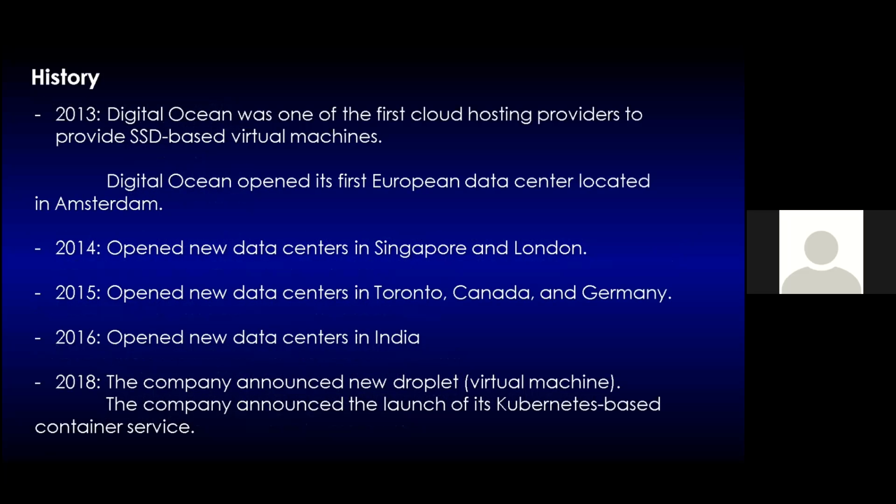In 2013, DigitalOcean was one of the first cloud hosting providers to provide SSD-based virtual machines. DigitalOcean opened its first European data center located in Amsterdam. In 2014 to 2016, DigitalOcean opened new data centers in Singapore, London, Toronto, Canada, Germany, and India. In 2018, the company announced New Droplet, which is a virtual machine. The company also announced the launch of its Kubernetes-based container service.